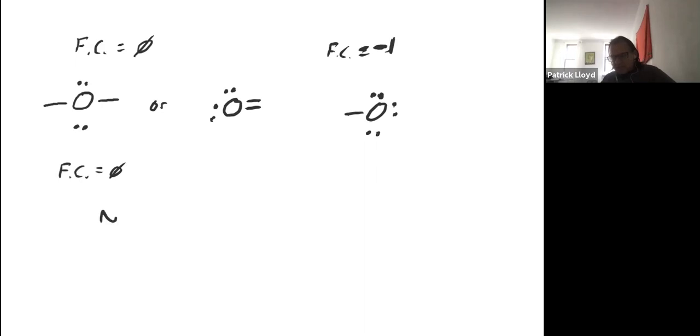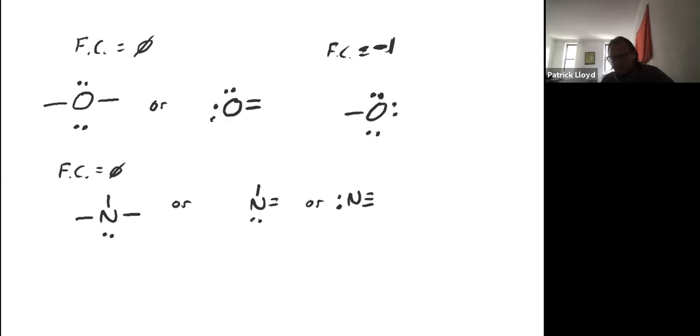So nitrogen gets a 0 formal charge when it has 3 bonds and a lone pair. So it could be like that, or a double bond and a single with a lone pair, or a triple bond and a lone pair. Okay, but in all 3 cases, when it has 3 bonds and a lone pair, it has a formal charge of 0.